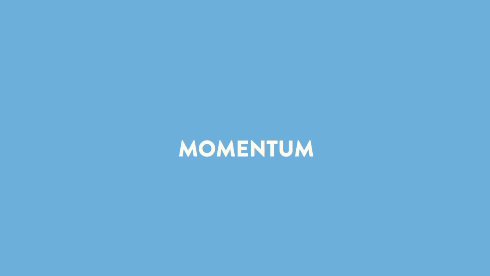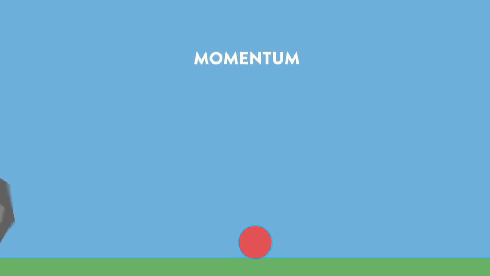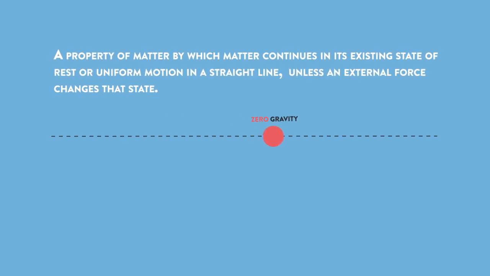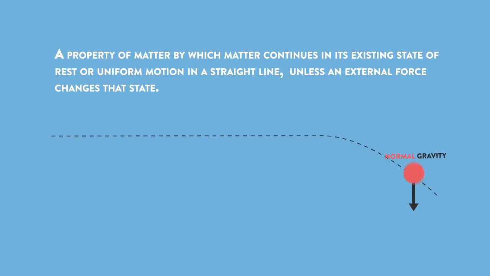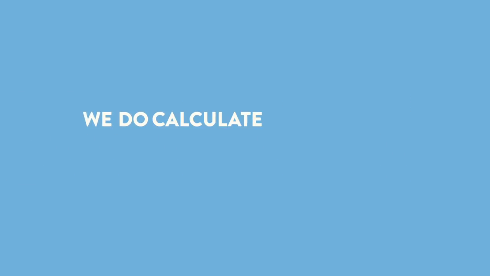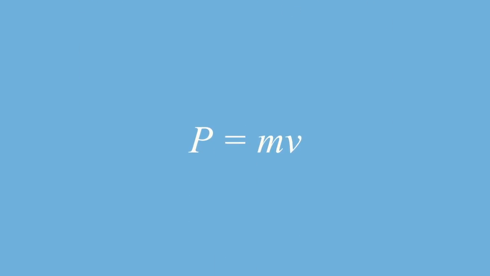Loosely speaking, momentum can be described as a body's tendency to stay in motion. It is important to note that this is not the same concept as inertia, which is a property of matter by which objects continue in their existing state of rest or uniform motion in a straight line, unless an external force acts on them. In general, we don't calculate inertia, whereas we do calculate momentum, and it's defined as the product of a body's mass and velocity, or in mathematical notation, P equals mv.